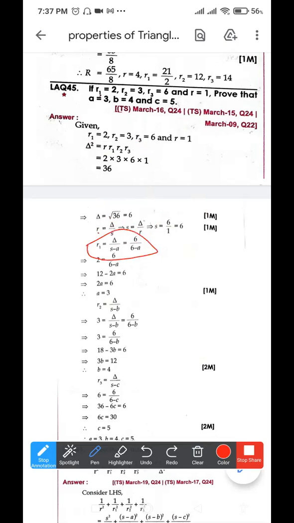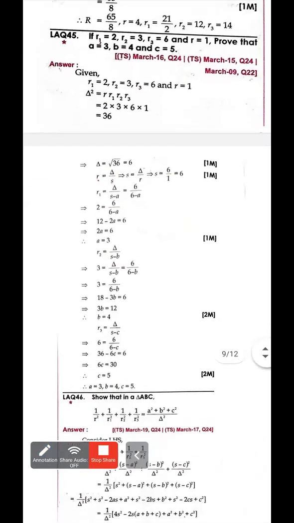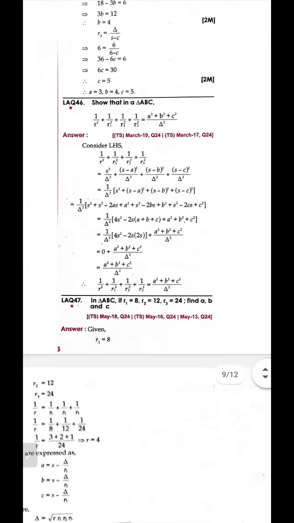R1 is nothing but delta by S minus A. Delta is 6, S is 6, and A we don't know. Solve this equation, we'll get the value of A. A is 3. Then R2 is equal to delta by S minus B. Solve this equation and we'll get the value of B as 4. And R3 is equal to delta by S minus C. Substitute the value, solve the equation, and we'll get the value as 5. Okay, 3, 4, and 5. We got the answer. All right.